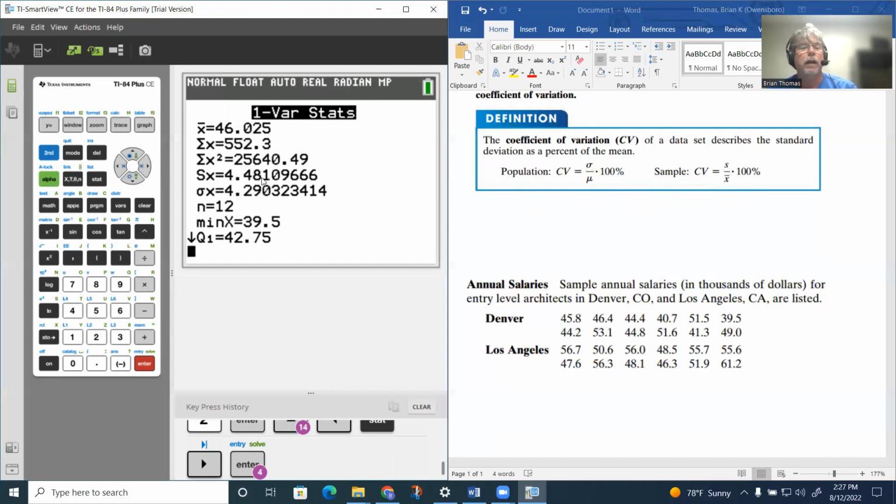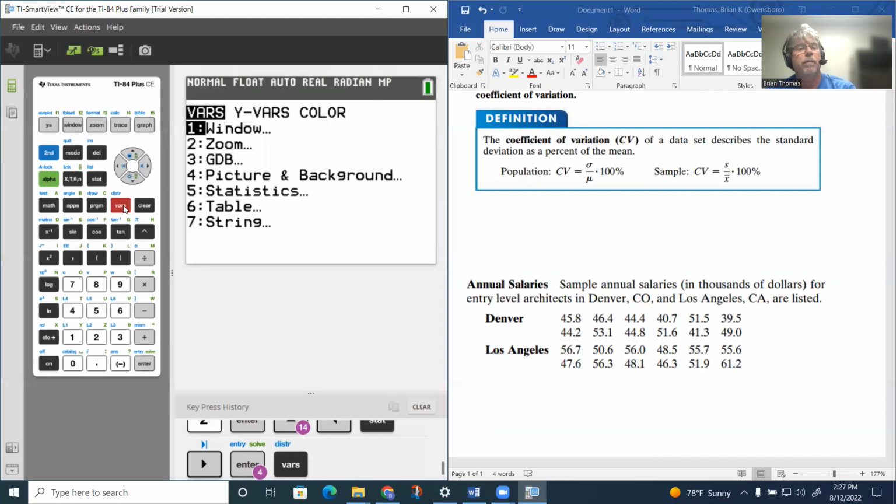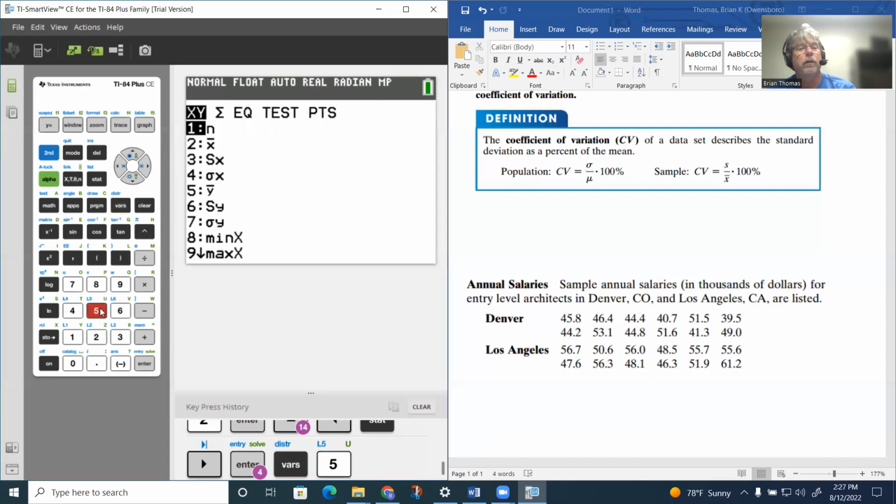Now, remember, I can actually use the calculator and I don't have to sit there and write all these numbers down. I can actually find these symbols on the calculator. So remember, under VARS, I can find those symbols under statistics. So I need this S on top. That's number 3. SX is actually the standard deviation. So I'm going to choose number 3 there.